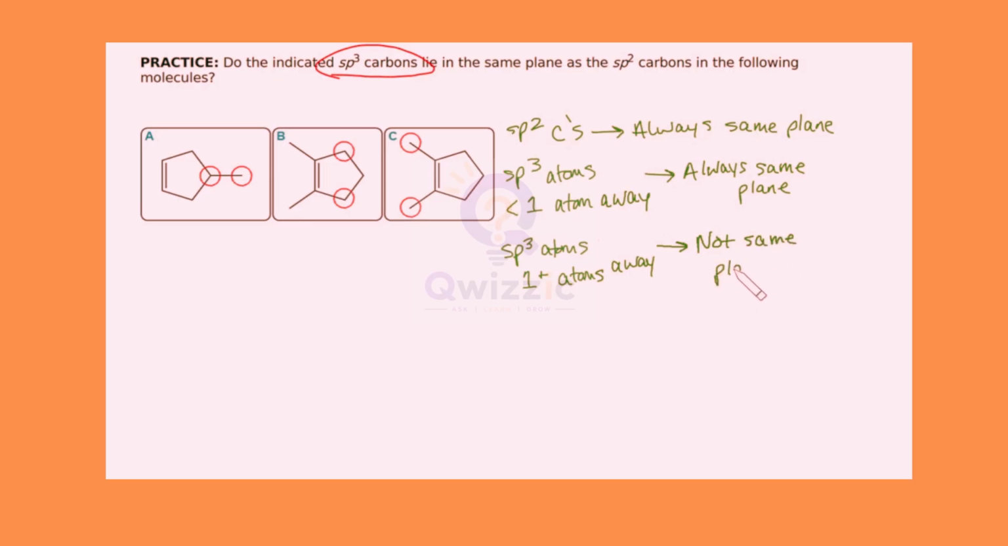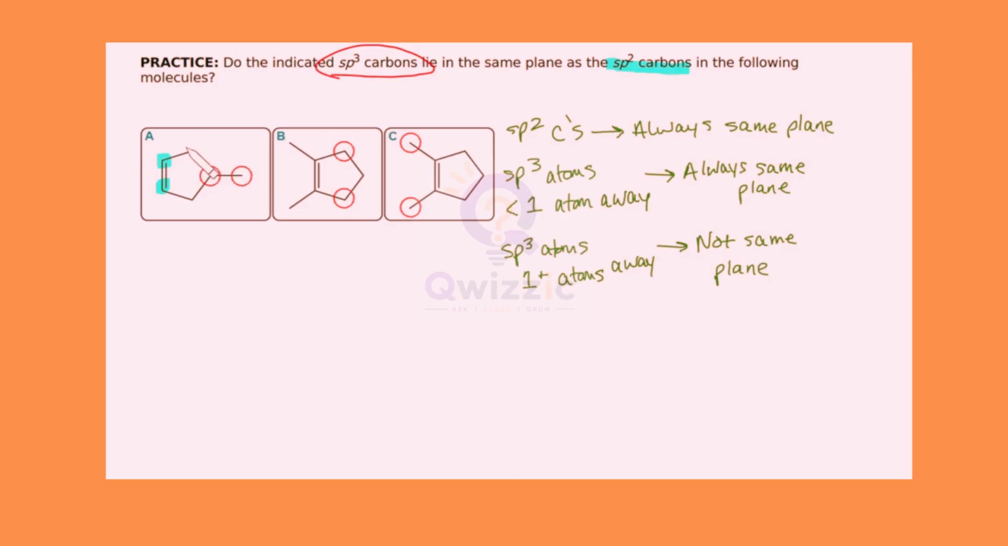Okay, so we're basically looking at our compounds and counting how many atoms or how many carbons are in between the sp² carbons and the sp³ carbons that they circled. So starting with structure A, we have 2 sp² carbons, one on either side of the double bond. I'm going to highlight them in blue.